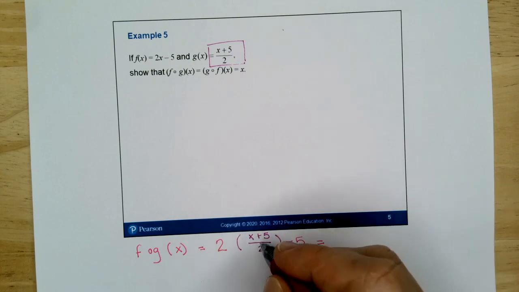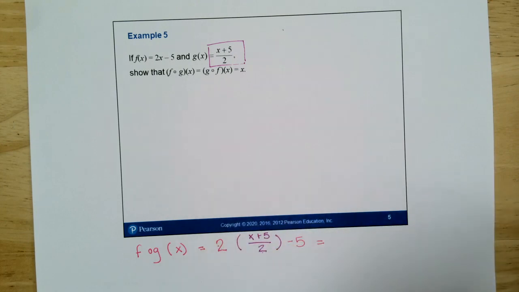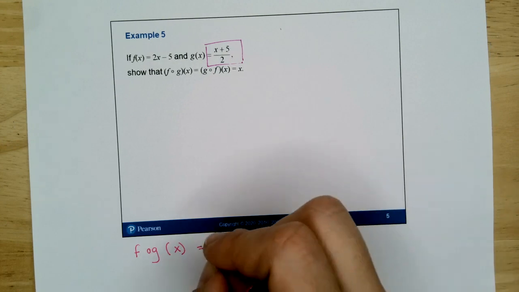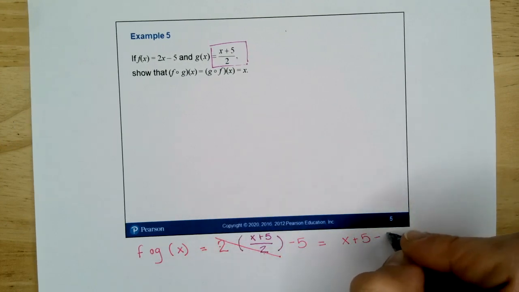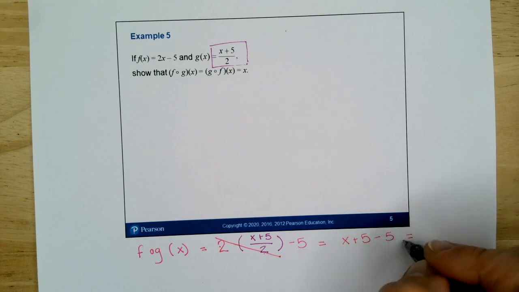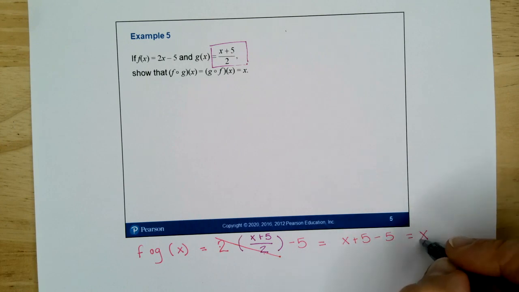Here, x plus 5 is being divided by 2 and then multiplied by 2. So those cancel. X plus 5 minus 5. The adding 5 and subtracting 5 cancel, and we just get x.